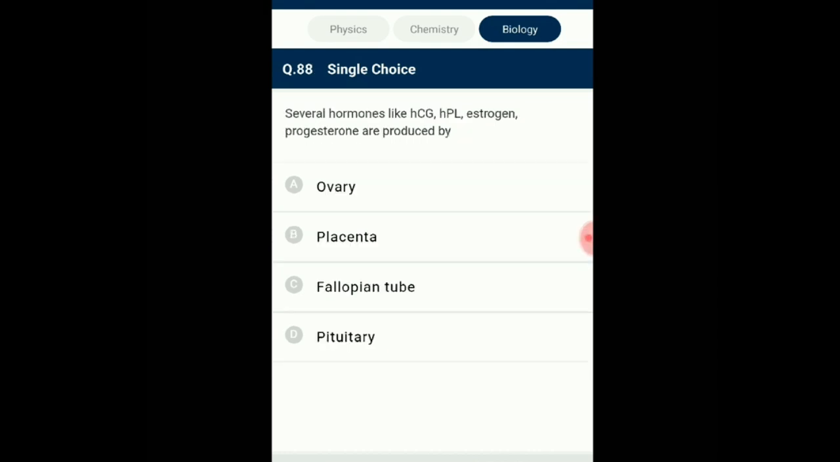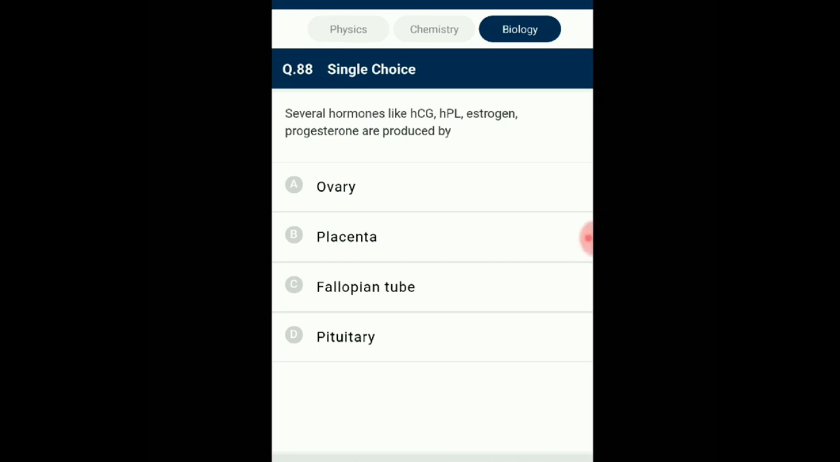Question number 88. Several hormones like HCG, HPL, estrogen, progesterone are produced by. Hormones secreted by the placenta are HCG, HPL, estrogen and progesterone. Human chorionic gonadotropin hormone is generally called HCG. This hormone is only produced during pregnancy, almost exclusively in the placenta. HCG hormone level found in the maternal blood and urine increases dramatically during the first trimester and may contribute to the nausea and vomiting often associated with pregnancy.